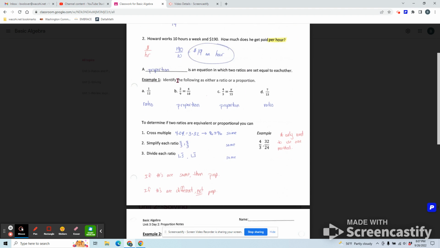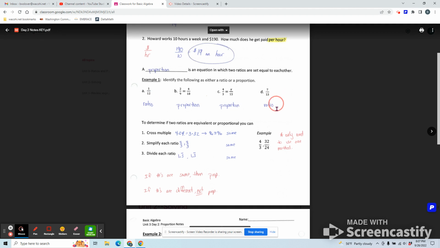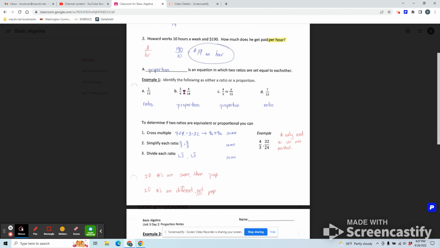Now today we are focusing on a proportion, which is an equation in which two ratios or two fractions are set equal to each other. Example 1 says identify the following as either a ratio or a proportion. So it's just getting our mind set on what the difference is. If it's just one fraction, it's a ratio. That's why letter A and letter D are marked ratios, just one fraction. Letter B and C are two fractions that are equal. I have an equal sign, I have an equal sign. Those are my proportions. That's the difference between a ratio and a proportion.